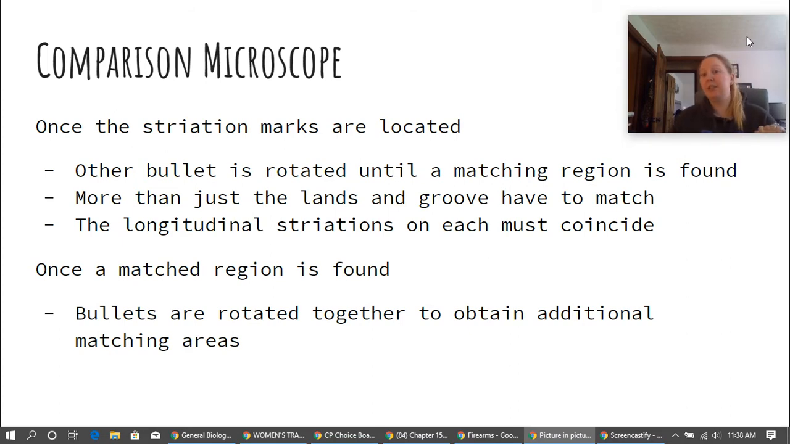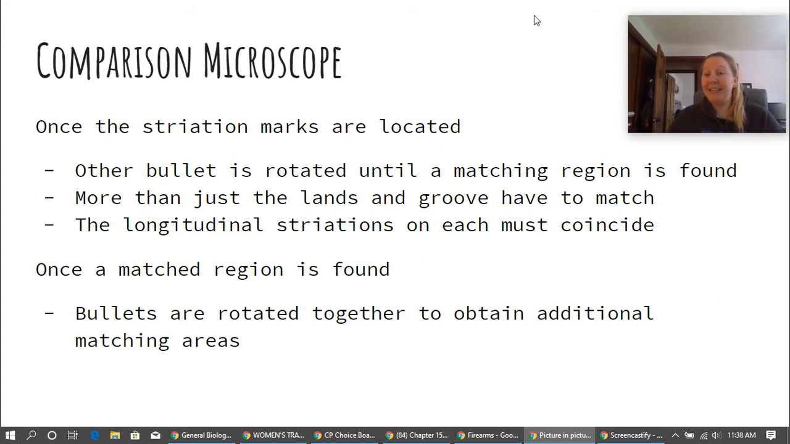More than just the lands and grooves do have to match. The longitudinal striations must coincide as well. These tend to be a little bit more unique to specific guns. The more they're fired, the more striations they're going to show. Once a matched region is found, the bullets are rotated together to continue to obtain additional matching areas.